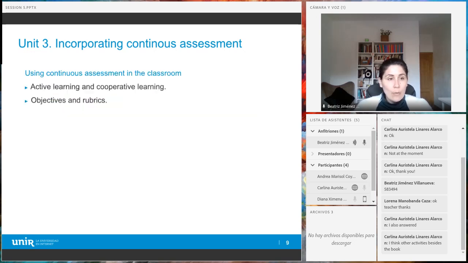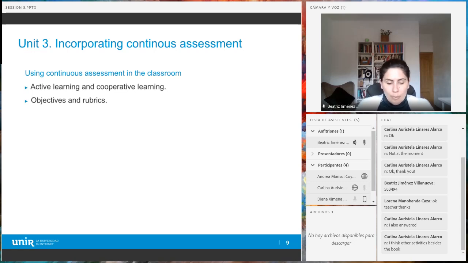Okay. Now, when we're using continuous assessment in the classroom, we need to remember that continuous assessment is not a synonym of, but goes hand in hand with, active learning. Okay, so continuous assessment implies not only exams, like summative assessment, but it also implies that the students need to work in projects, for example. They need to work applying collaborative learning, group work, and so on. Okay, so it implies an involvement of the student in the learning process that is active.